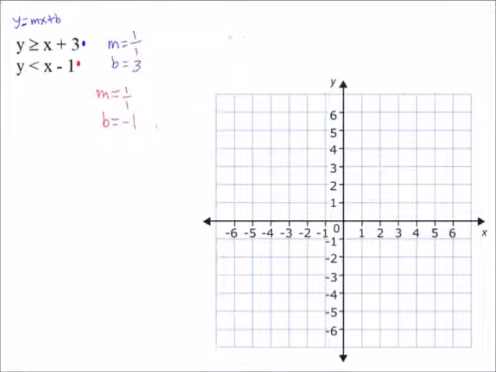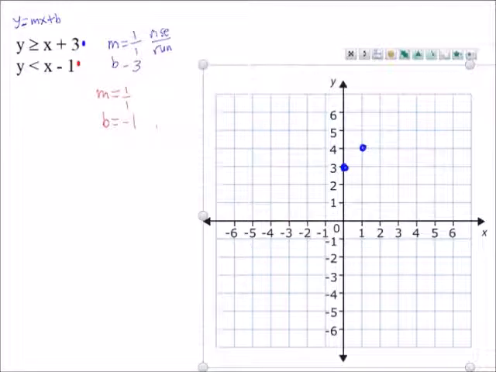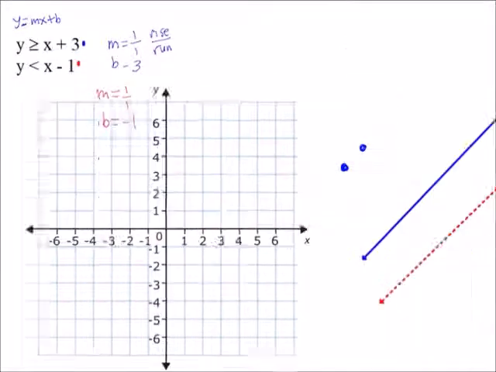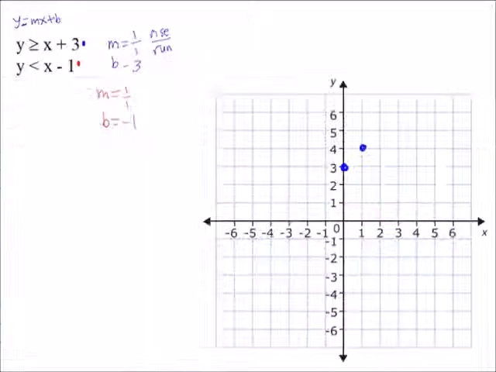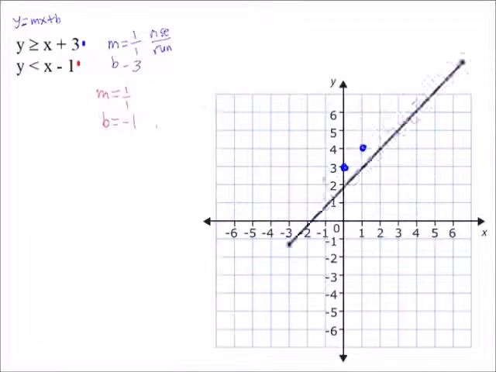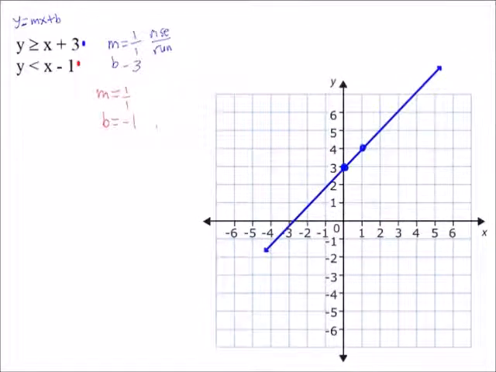Let's go ahead. My starting point is at 3. Okay. Rise over run. Let's see if you guys need that. I know you don't, but if you do, let's go up 1 over 1. Okay. Connect your dot. This is a solid line, so I'm going to use a solid line. There is my solid line.